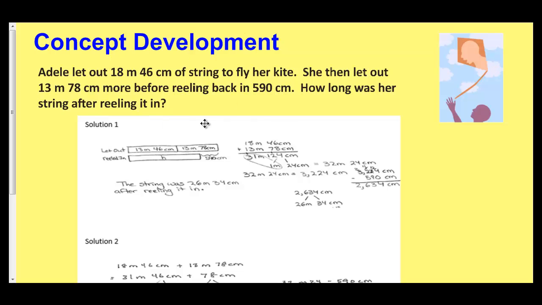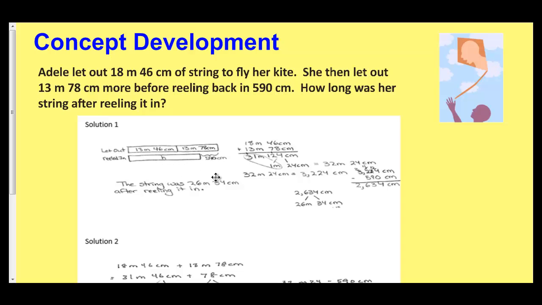Okay, so first of all, I want you to take a look at my model. This might look a little bit confusing to you at first, but what I did was I made a tape diagram of how much string she let out. This is how much she let out altogether. Then I backed it up a little bit for how much she reeled in because she went backwards 590 centimeters. And then this is the portion I'm trying to find out. I want to know how long her string is after she reeled it back in. So this is the missing part.